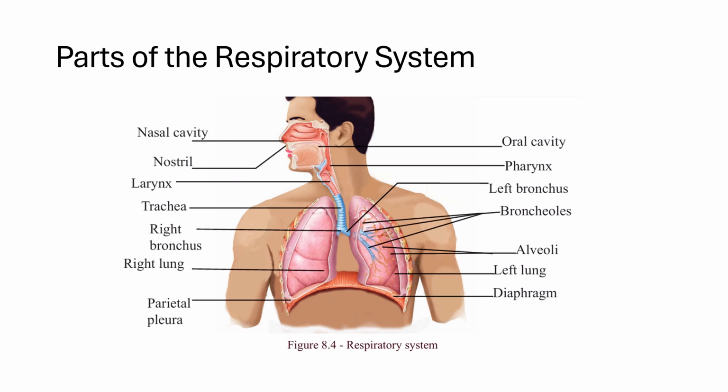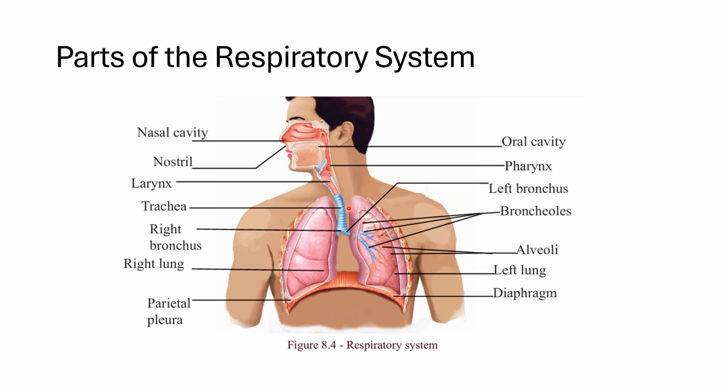In this slide, we are looking at the parts of the respiratory system. So it starts with the nostril, and inside it we have the nasal cavity, and below the nasal cavity there's the oral cavity, which is a separate compartment. And when we go down the nasal cavity, first we meet the pharynx, then comes the larynx, and then there's the trachea. The trachea branches into the right bronchus and the left bronchus. Then the bronchus further branches into bronchioles, and the bronchioles end up in alveoli.